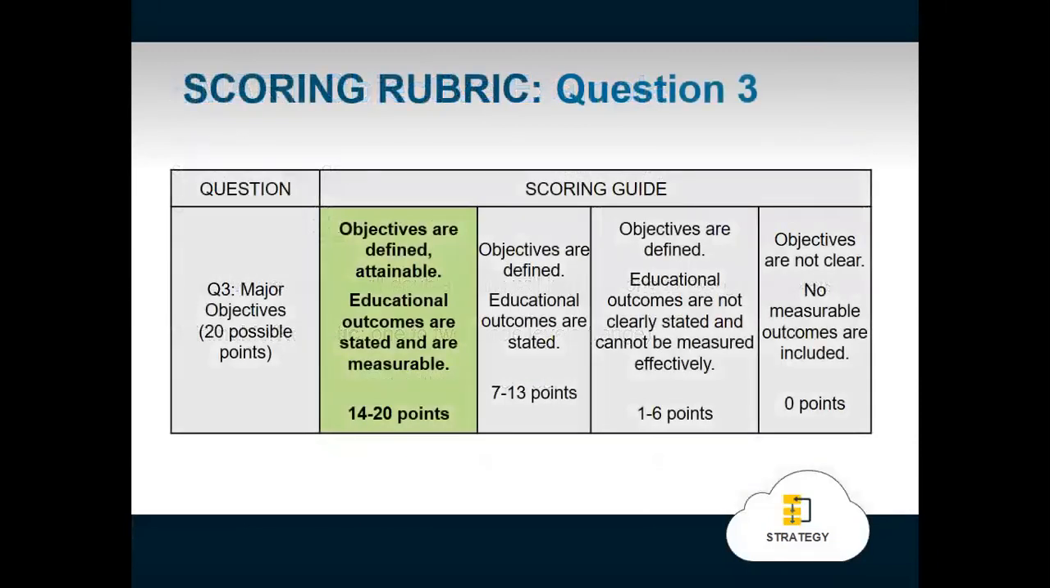Looking at the rubric that's attached to this particular question, you can see that again, 20 possible points here. These are what the grading committee is going to be looking at, is that the objectives have been defined and they're clearly defined and attainable, and that everything that is related to educational outcomes is stated and it is measurable.